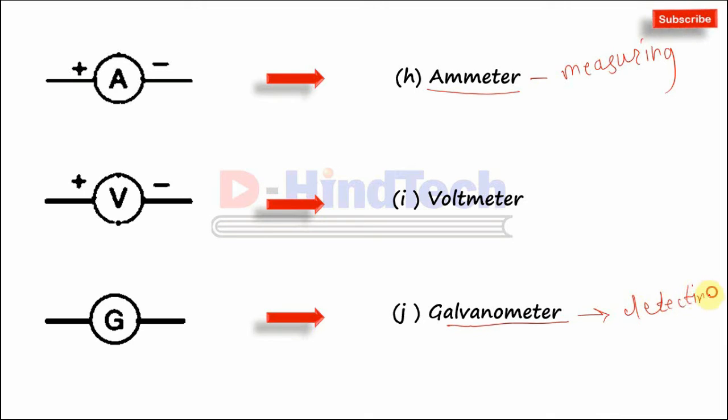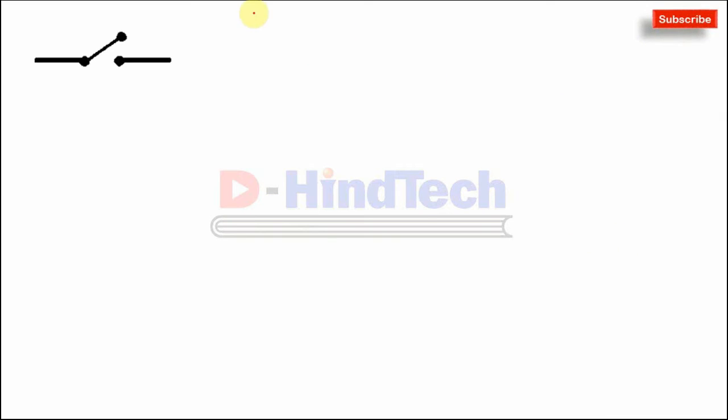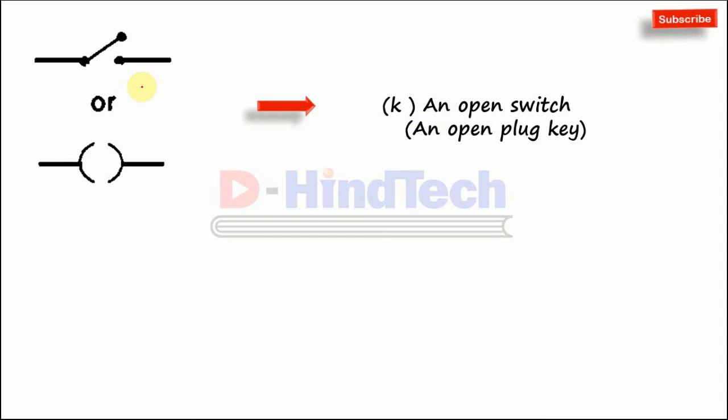detecting electric current. Okay, then next symbol is for a switch, and this is an open switch, or also we can say an open plug key. For representing an open switch or open plug key while drawing an electric circuit diagram, we can use one of them.